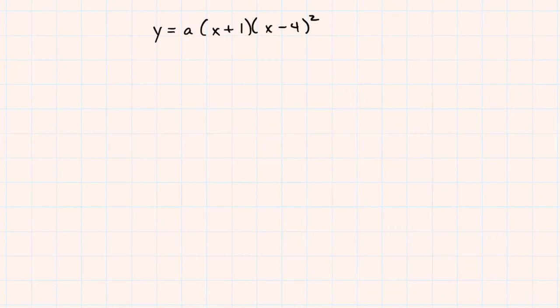We're going to sketch y equals a, x plus 1 times x minus 4 squared. So first thing, that a is just a constant, but we don't know if it's positive or negative, which is going to throw a little wrinkle in at the end.